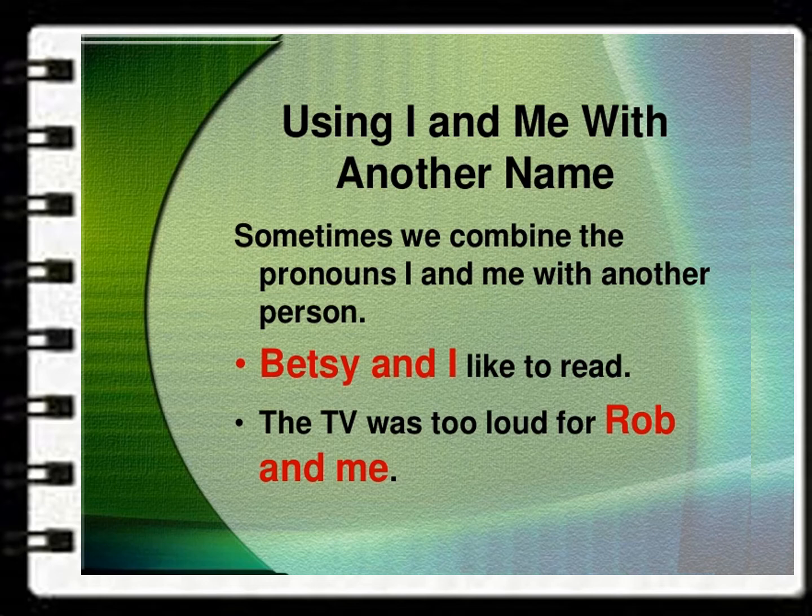Using I and me with another name. Sometimes we combine the pronouns I and me with another person. Example, Betsy and I. You cannot say Betsy and me. Betsy and I like to read. So I use I. Next sentence. The TV was too loud for Rob and me. So I use me in a sentence. Okay? Next.